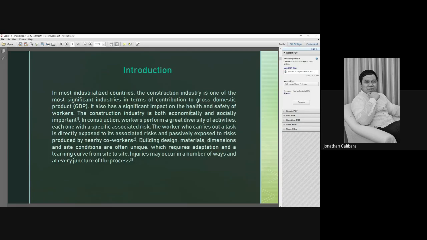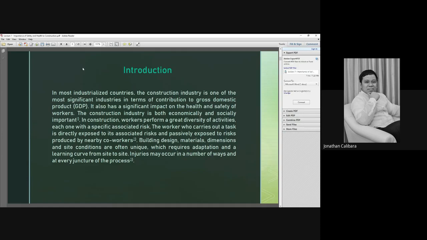Next, it also has a significant impact on the health and safety of workers. Now, of course, in construction, it is evident also. The construction industry is both economically and socially important. That is correct, it talks about economic and social importance. In construction, workers perform a great diversity of activities. Correct, diversity is a wide range. There are various activities in the job.